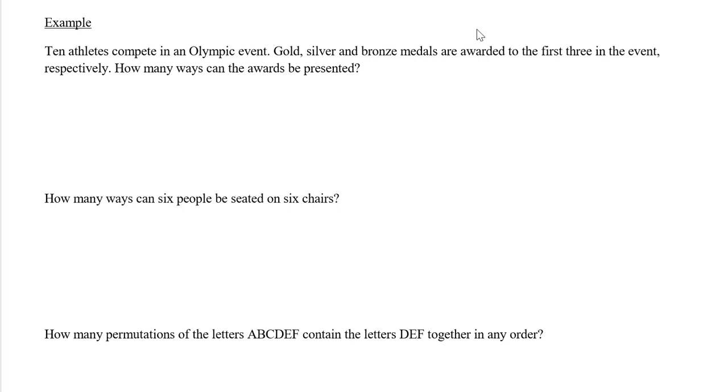You have 10 athletes compete in an Olympic event. So here is what I'm thinking. Gold, silver, and bronze medals are awarded. So here it tells me that the order matters, so it must be a permutation. We have 10 athletes. So n is 10, and we pick r, the ordering of 3.